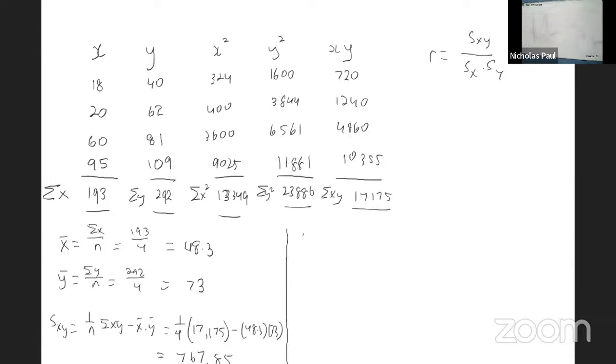Next one, SX. SX is the square root of the sum of x squared, which we have already, over n, minus the mean squared. So it's the square root of 13349 all over 4 minus the mean of x, which is 48.3, squared. Come on, where's that for SX? And in a similar way, we find SY.